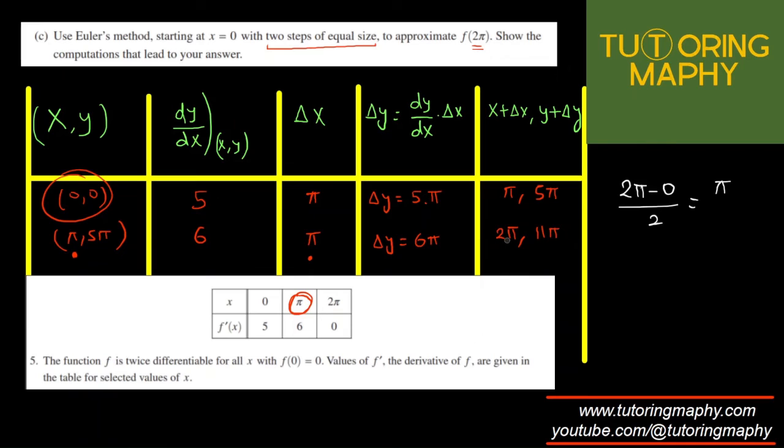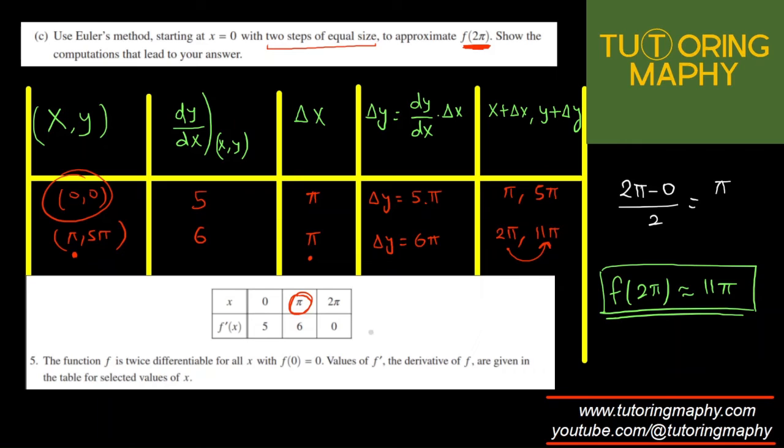And I think that's what we needed, right? They needed the approximate value of f of 2 pi. So at 2 pi, the approximate value is 11 pi. So that's how I'm going to say that f of 2 pi as per Euler's method is approximated as 11 pi. I hope this makes sense.